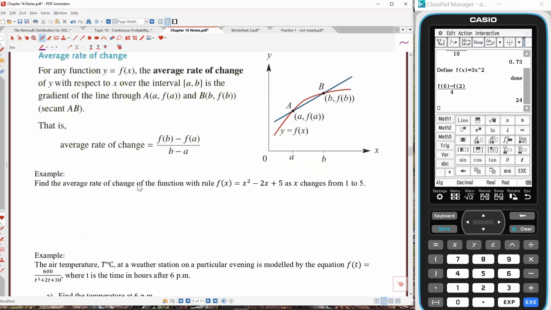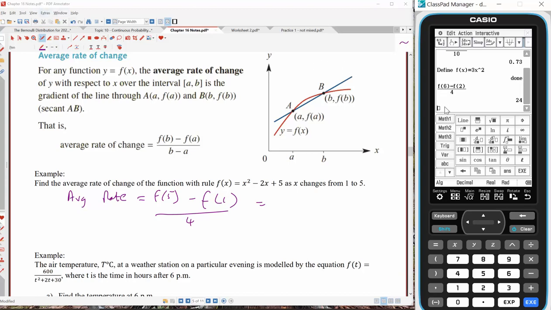There we go. Find the average rate of change of the function with the rule as x changes from 1 to 5. So the average rate, or m, the gradient, is equal to f of 5 take away f of 1 over 5 take 1, which is 4. And I really can't be bothered doing the execution of this, so I'm going to do it on the calculator.